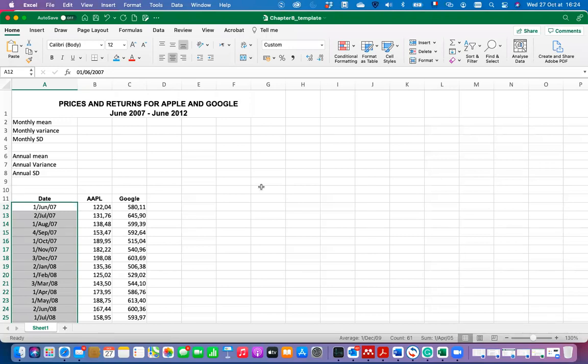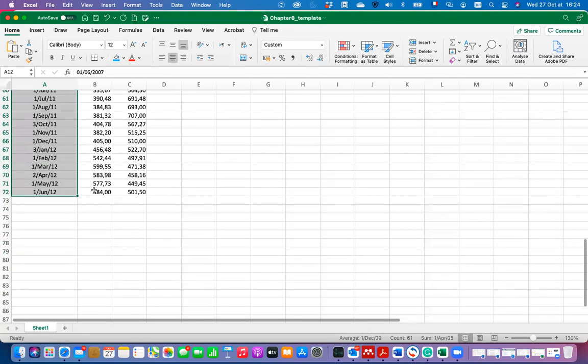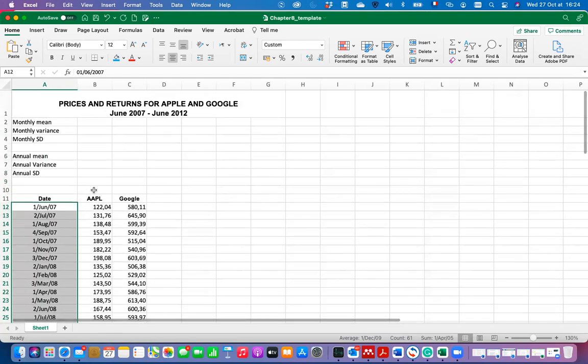So this is the first sheet. As I told you, we have monthly data. These are real data, by the way, for Apple and Google, listed in the US stock market from June 2007 until June 2012. The first step, and here you have to pay attention, these are prices, guys. A financial analyst will make his analysis using returns, not prices. So first step, you have to convert these prices into returns.